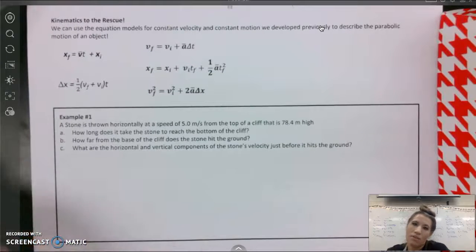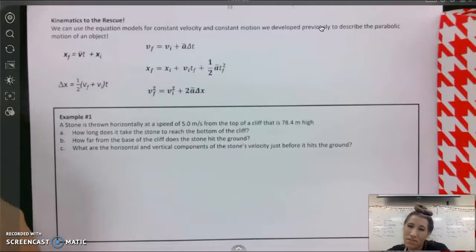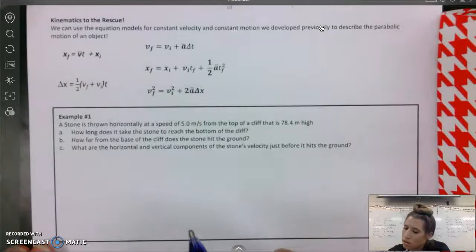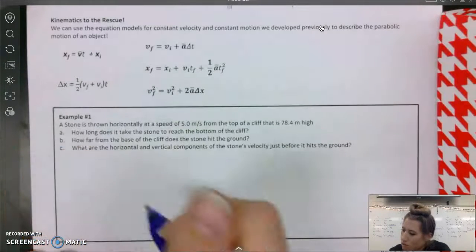Okay, on every single one of these questions, every single one, I want you to draw a picture and establish an origin. And then after that, we're going to make our lists of knowns and unknowns. Okay, so if I were to draw this picture, a stone is thrown horizontally at a speed of 5 meters per second.